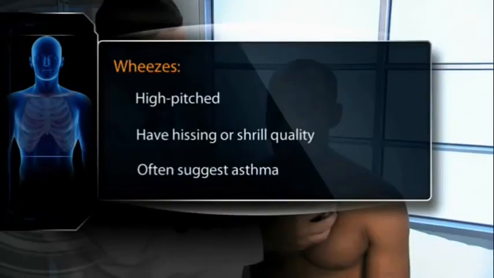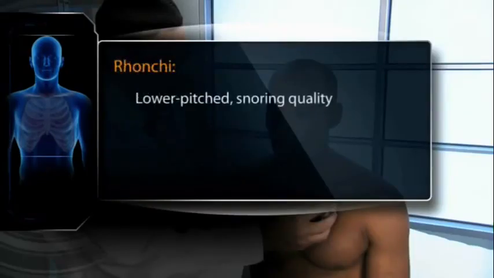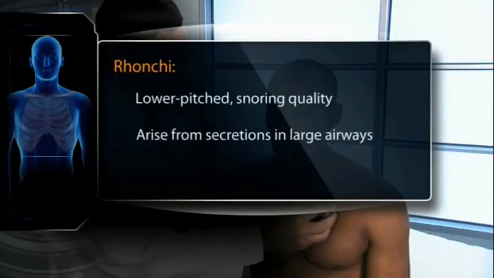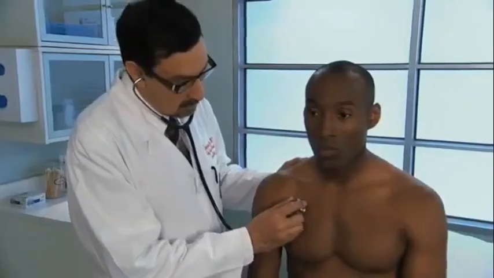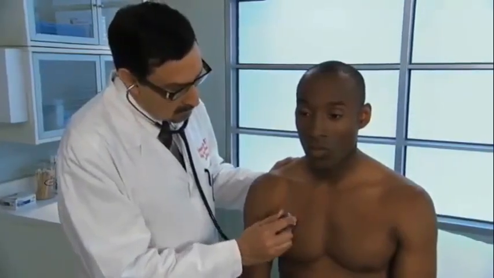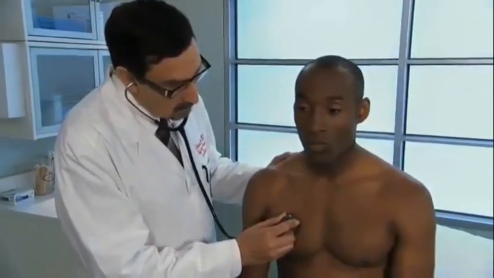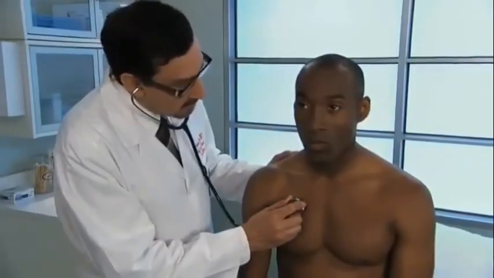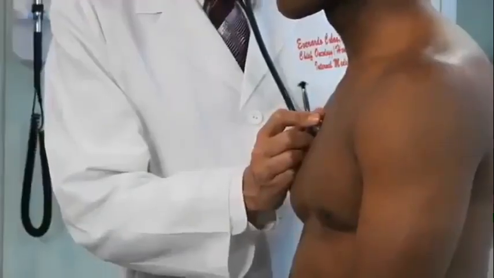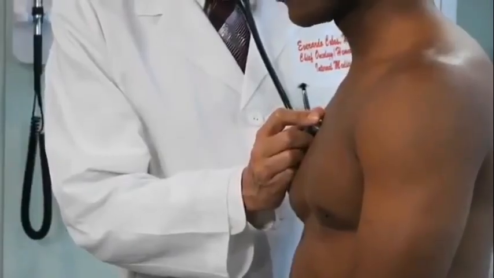Rhonchi have a lower-pitched, snoring quality and arise from secretions in large airways, as seen in bronchitis. If you hear abnormally located bronchovesicular or bronchial breath sounds, assess transmitted voice sounds. While auscultating the chest, again ask the patient to say 99.